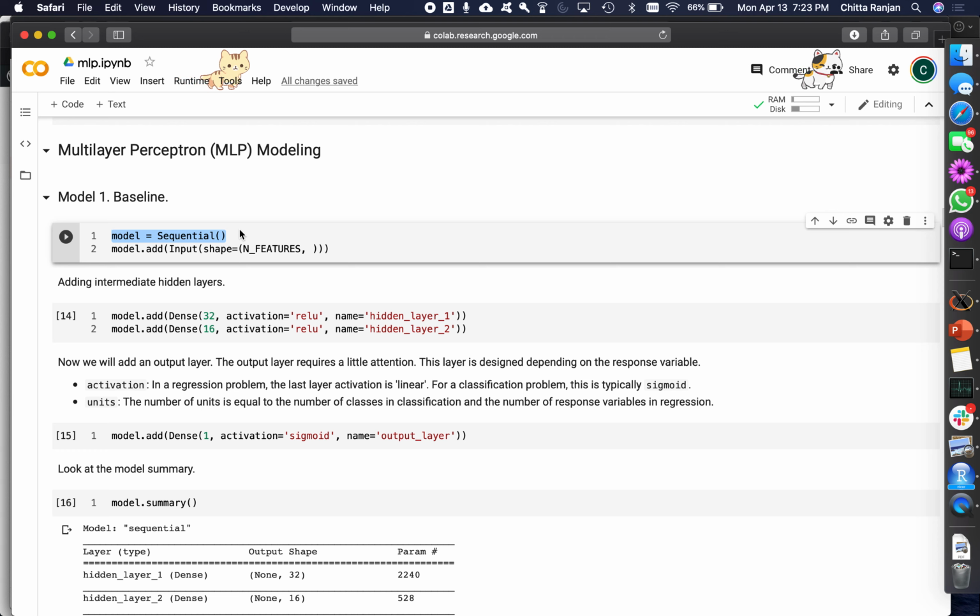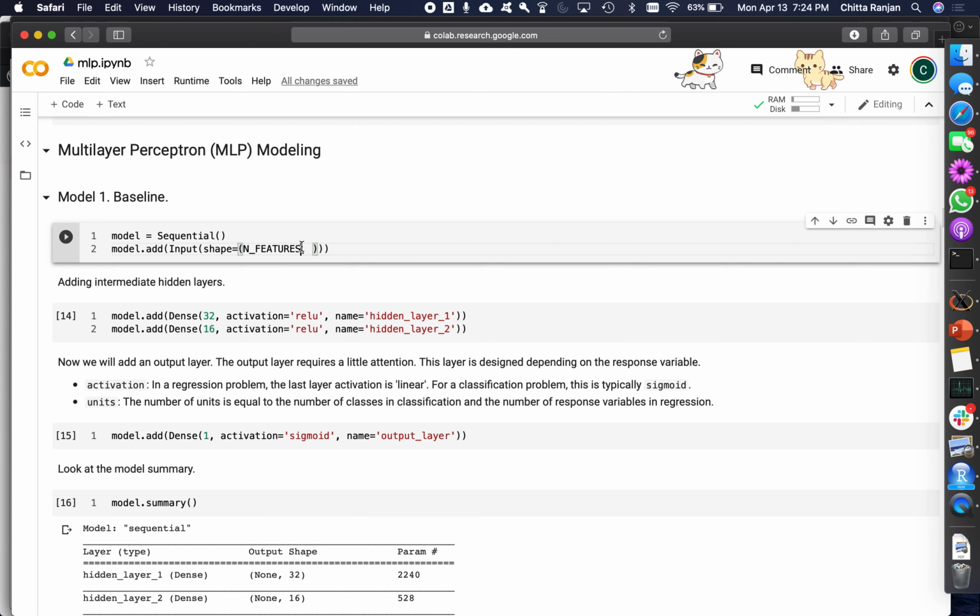So in line 1 here, when I initialize my model equal to sequential, it is like having an empty canvas ready. Now on this empty canvas, you can pretty much paint anything. You can draw any type of network you want to, of course, under the limitation of sequential that it has to be a linear structure. But you have to respect some necessary requirements.